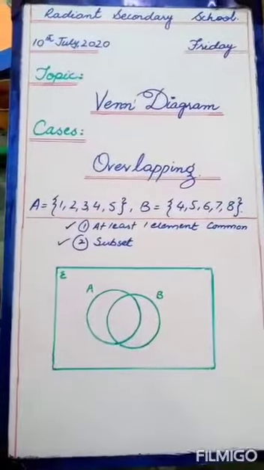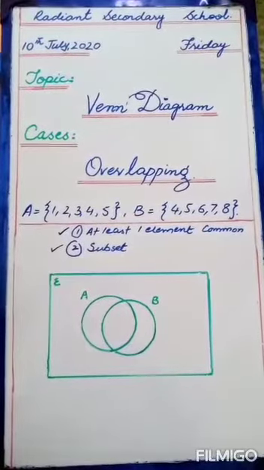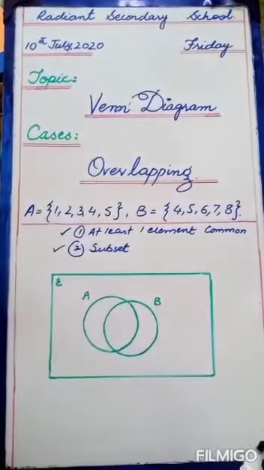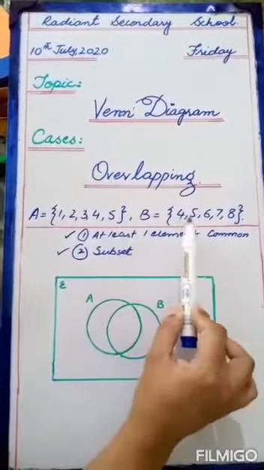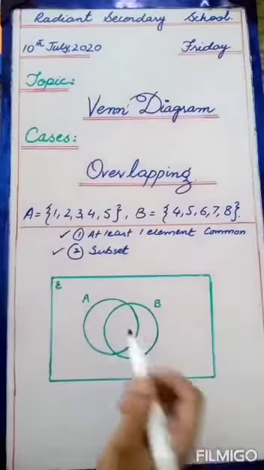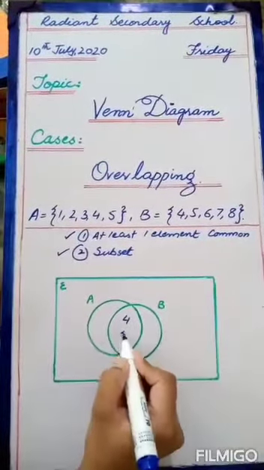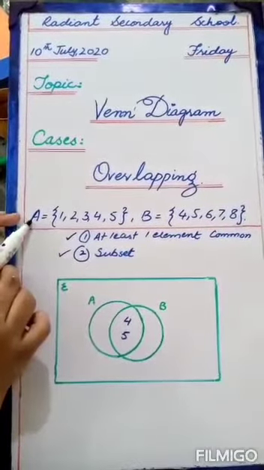First of all, obviously in the overlapping sets, we have some elements as common. So first of all, we will write the common elements. What are they? We know that the common elements are 4 and 5. These are present in both the sets. So these are common elements. First of all, we will write the common elements. These are 4, 5.